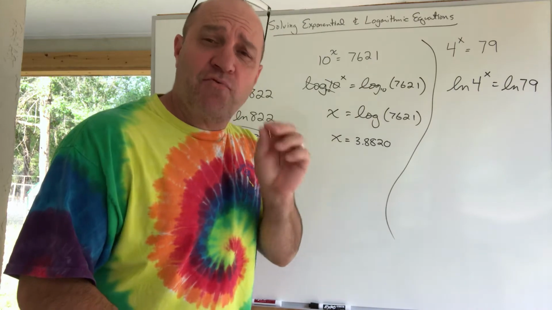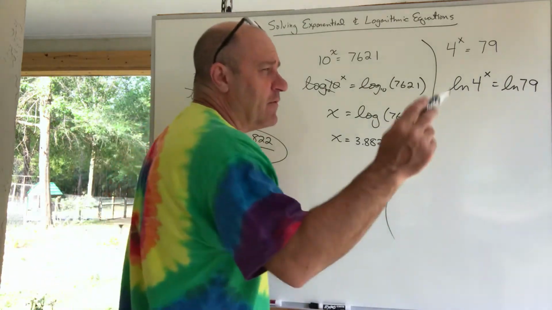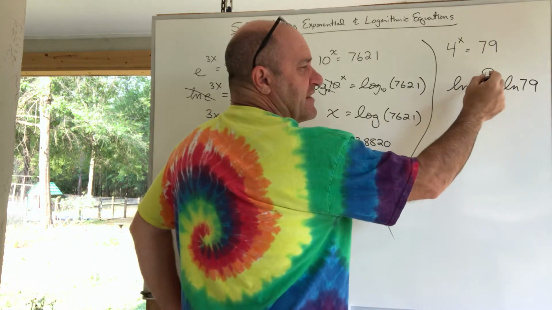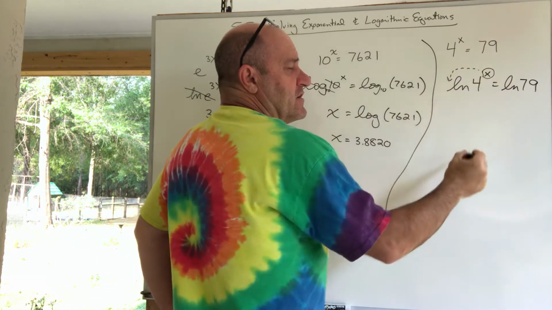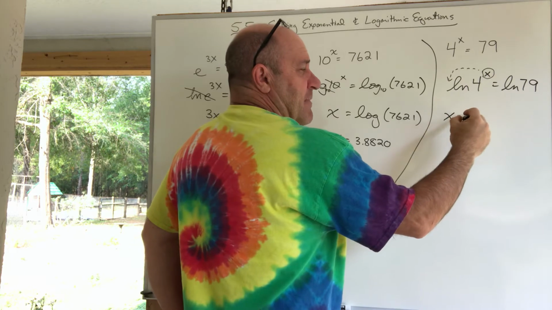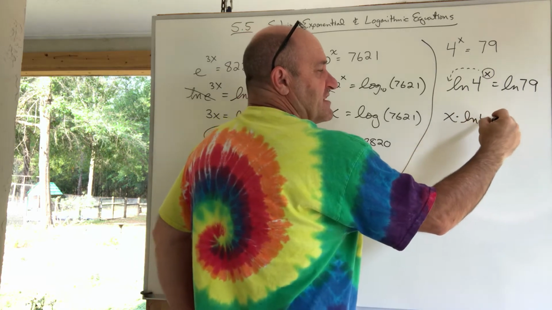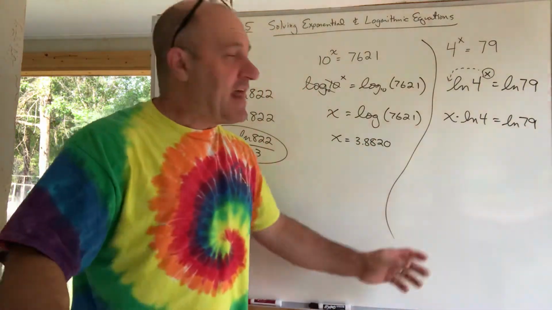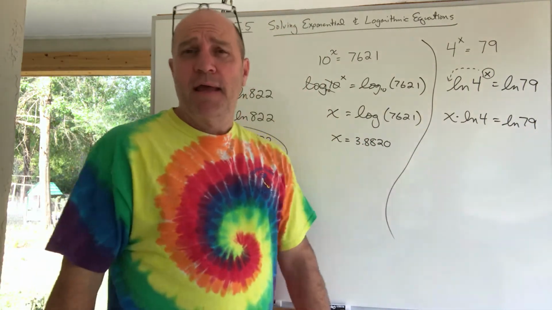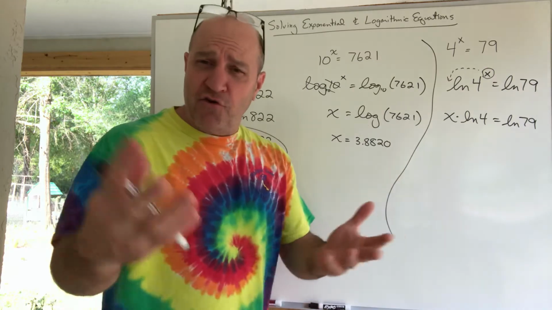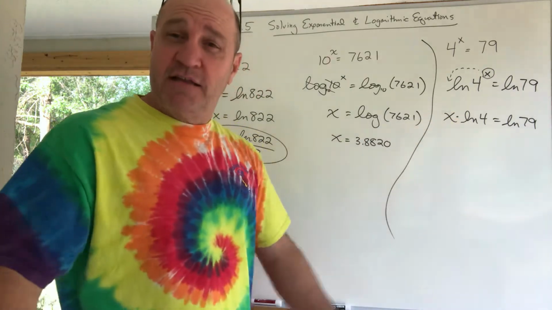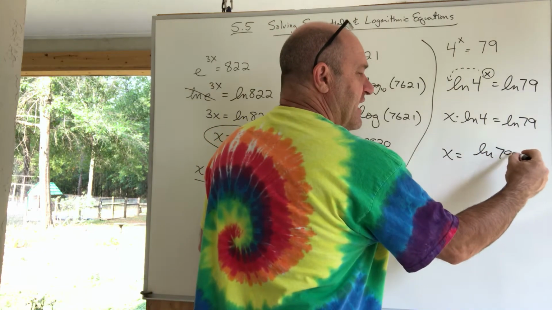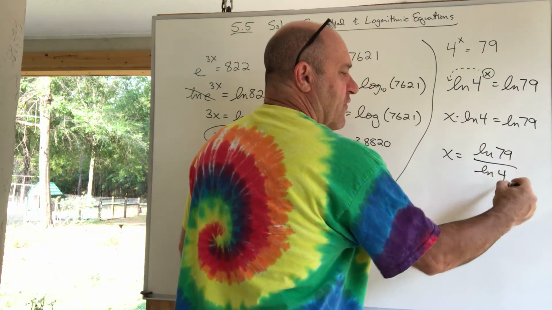I do have this property 3 of logarithms. We discussed the properties of logarithms, and property 3 says you can bring this down front. So now I have my variable x down in front of this natural log of 4 equals the natural log of 79. And the natural log of 4 is just a number. And if it's multiplied by x and you're doing algebra, you can divide and you can find x. So x is the natural log of 79 divided by the natural log of 4.